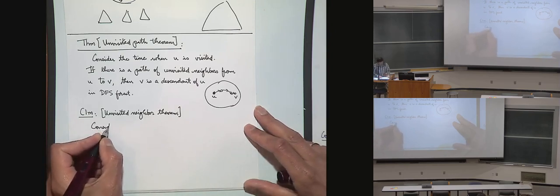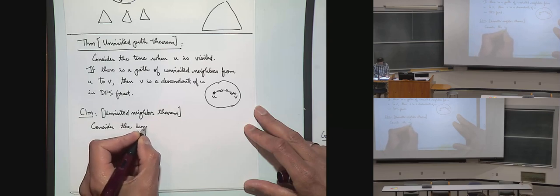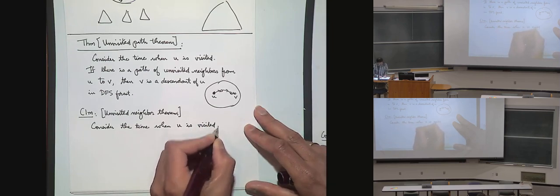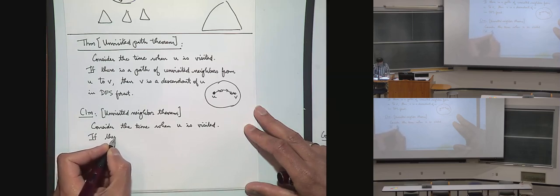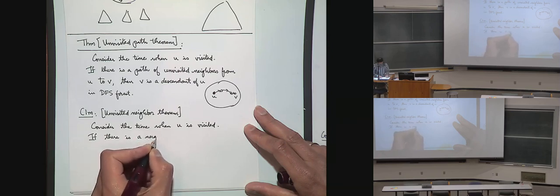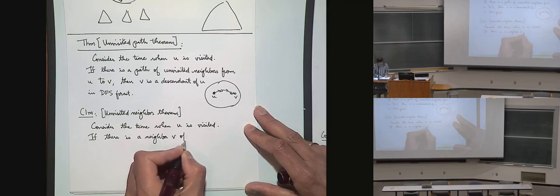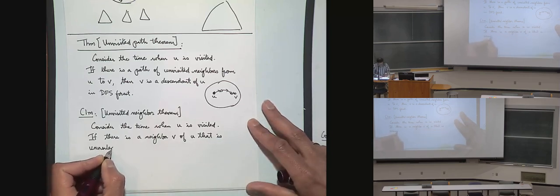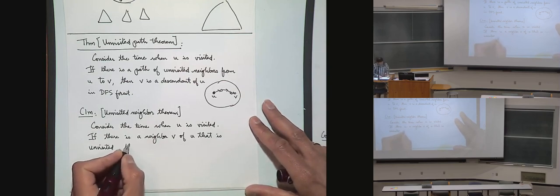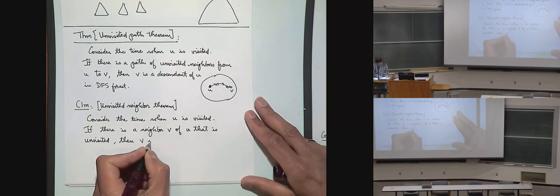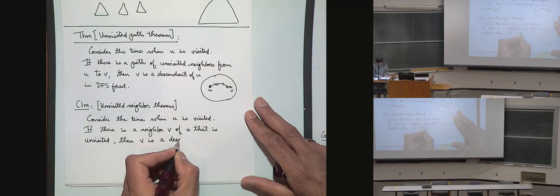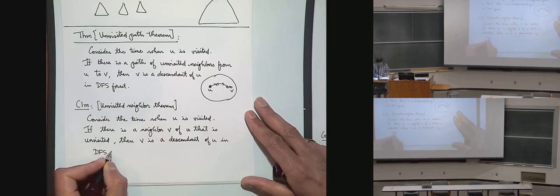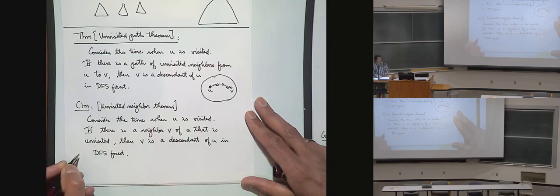What is the unvisited neighbor theorem? It says, again, consider the time when U is visited, if there is a neighbor V of U that is unvisited, then V is a descendant of U in the DFS forest.